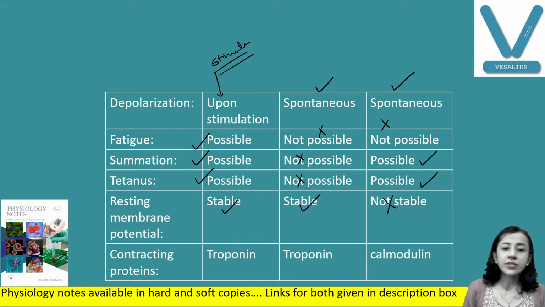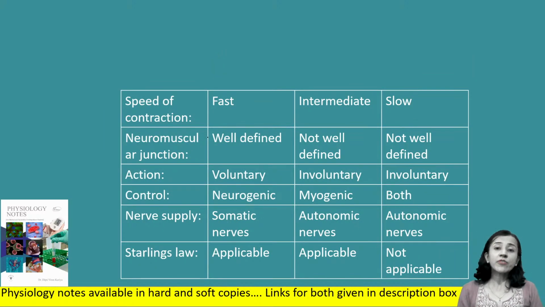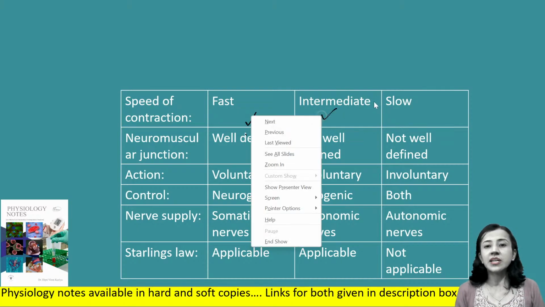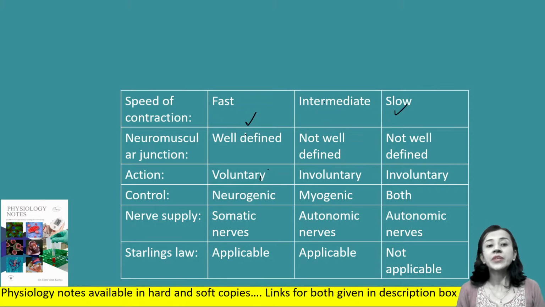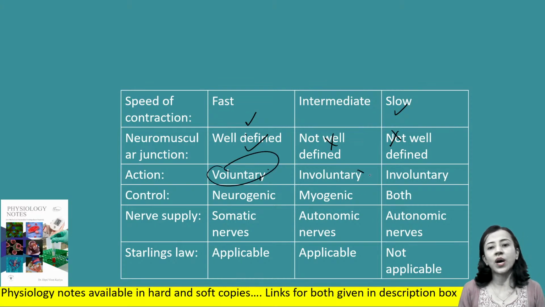Contractile proteins are troponin and tropomyosin in the cardiac and skeletal muscle, whereas calmodulin in the smooth muscle. Speed of contraction is fast in skeletal muscle, intermediate in cardiac muscle, and slow in the smooth muscle. Neuromuscular junction is well developed in skeletal muscle but not well developed in smooth and cardiac muscle. Action: skeletal muscles are only voluntary, the other two, smooth and cardiac muscle, are involuntary.